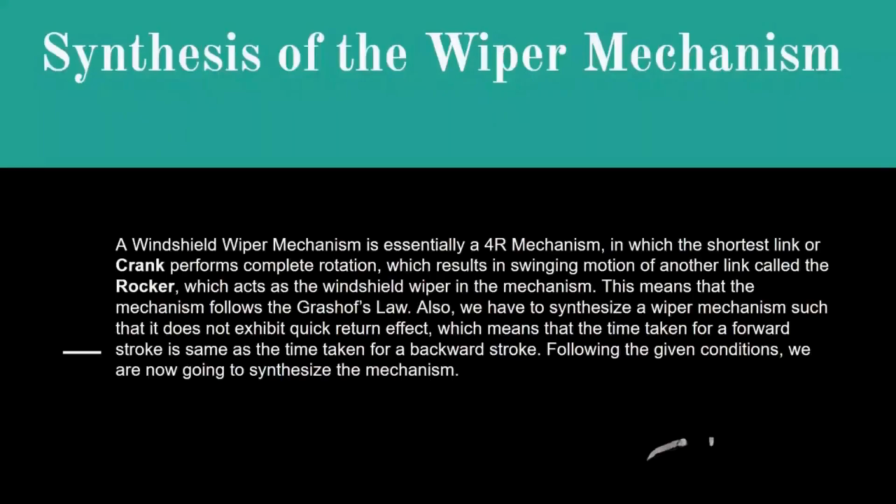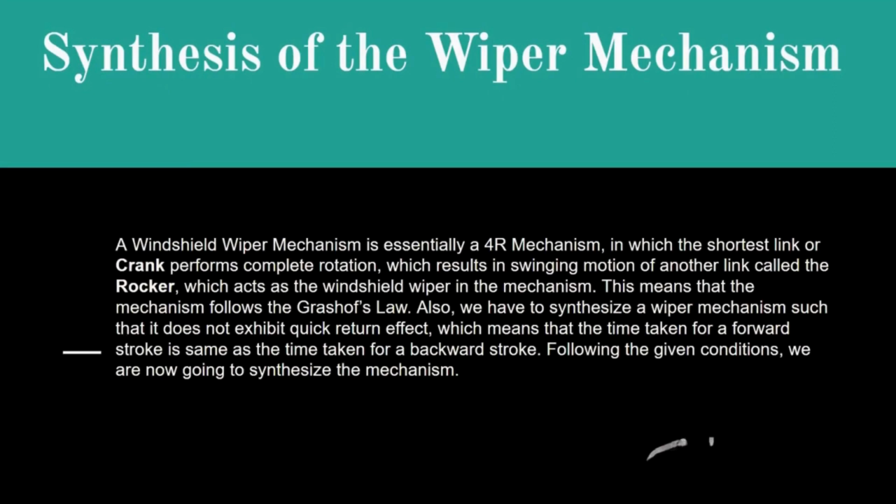Now, moving on to the main part, synthesis of the mechanism. The windshield wiper mechanism is a 4-bar mechanism in which a crank, which is often the shortest link, performs a complete rotation, which results in the rocking of the rocker.